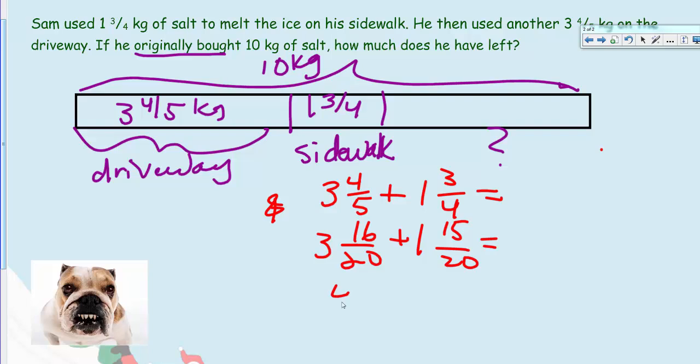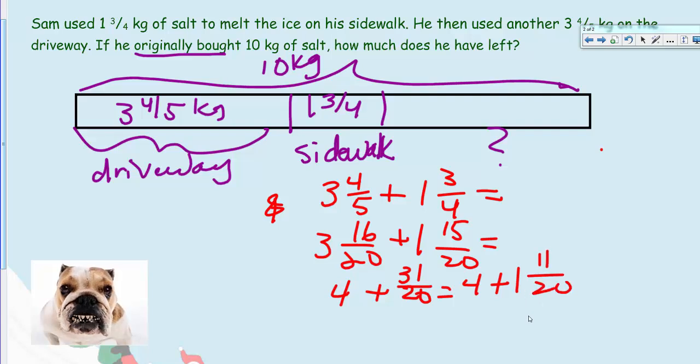And now you can see we have 4, but we're going to add the 16 plus 15, which is 31 over 20. So we have this really large improper fraction here. We can add the 4, and we have one more whole in there that we can take out, and that's going to leave 11 left over 20. Now you can see we have 5 and 11/20ths. That's the first step. This lets us know what these two were added together.